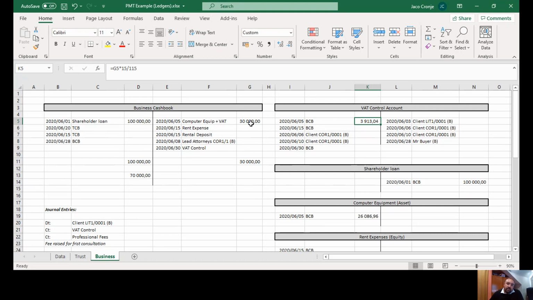So just to recap the transaction, I paid money, I physically paid for the PC, so it will credit my business bank account, and two things will happen. One, I can claim the VAT, and secondly, I now have a computer. So if you add those two, make sure that gets to 30,000 Rand, and my credits and my debits agree.